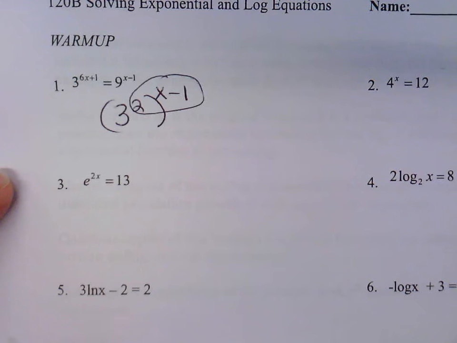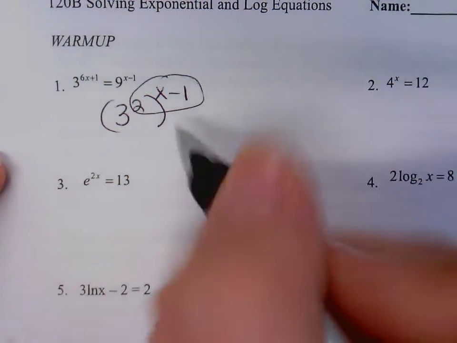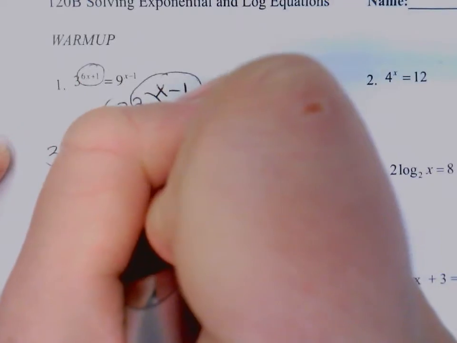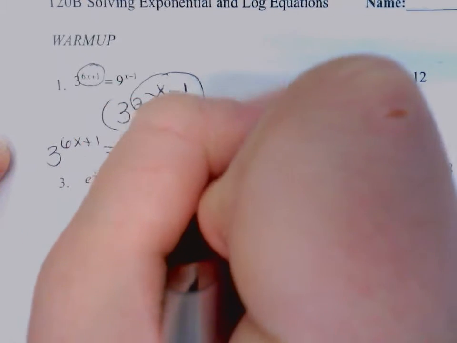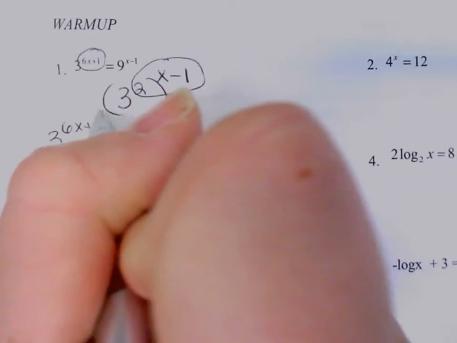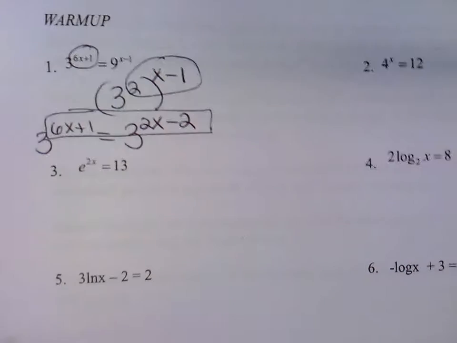So I'd get 2x minus 2 in that exponent, and that is going to be equal to this exponent by the 1-to-1 property. If the base is the same, I now have 3 to the 6x plus 1 equals 3 to the 2x minus 2. The 1-to-1 property says if the base is the same, the exponents also have to be the same if they're equal. So I'm just going to solve this linear equation: 6x plus 1 equals 2x minus 2.